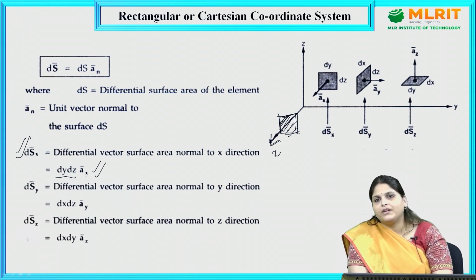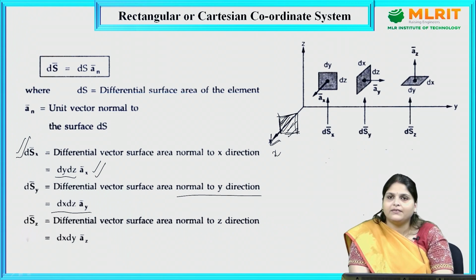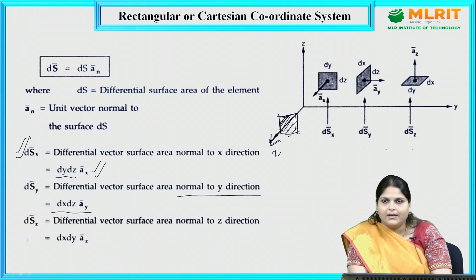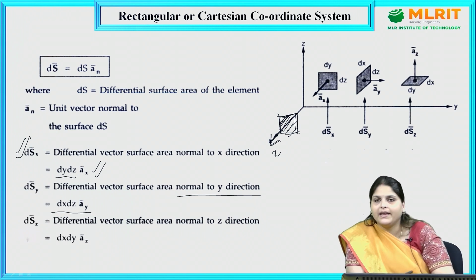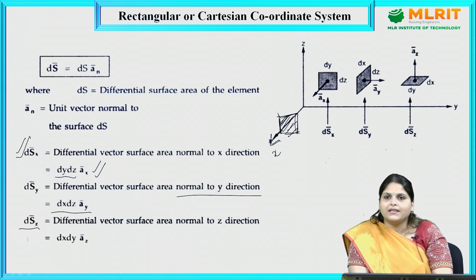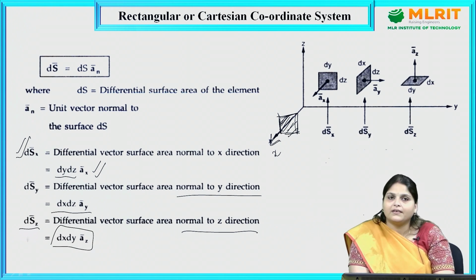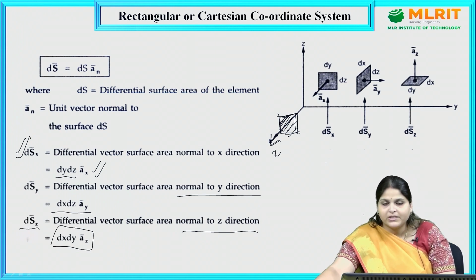Similarly, in the y direction, when I want to write the differential vector surface area, which is normal to the y direction, it can be written as dx dz ay, where there is a variation in x and z. Similarly, it can be written for dSz, the differential vector surface area which is normal to the z direction, as dx dy unit vector az. So, these are the differential vector surface areas. I hope this is clear to everyone.